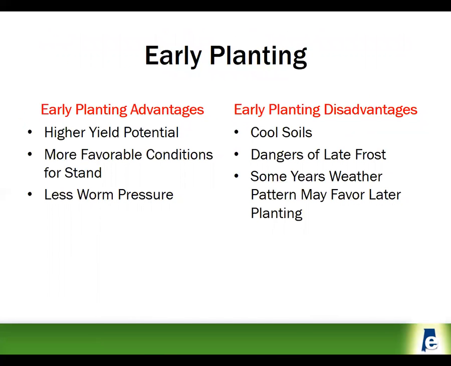So the advantages of planting early are a much higher yield potential. You're going to get more favorable conditions for a stand. In other words, when you plant in mid-April or late April, the chances that you're going to have favorable moisture are more than if you were going to plant in late May. You'll have less worm pressure. Of course, the disadvantages are going to be cooler soils and danger of a late frost. In some years, as we talked about earlier, the weather pattern may favor a later planting.